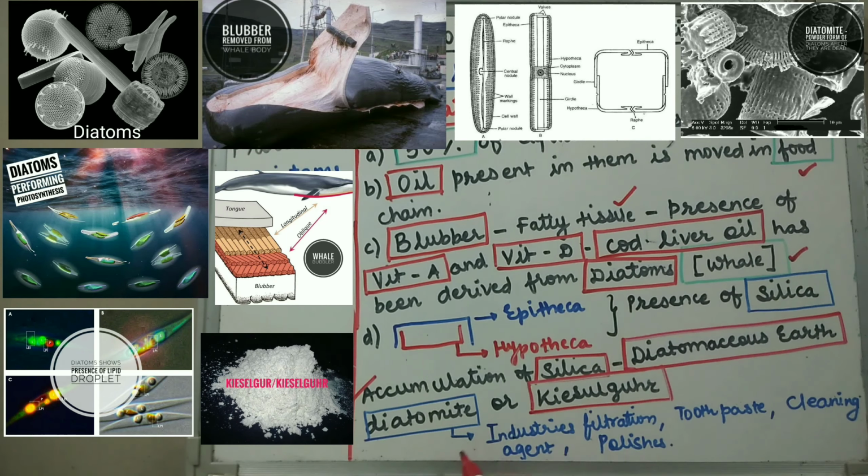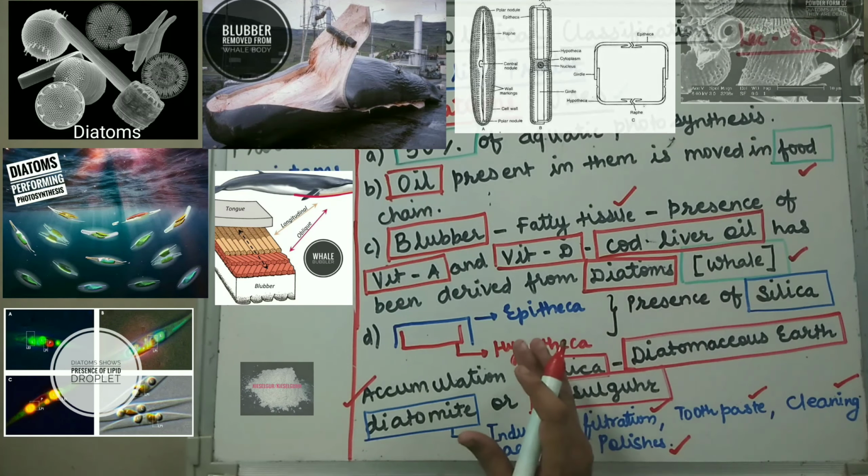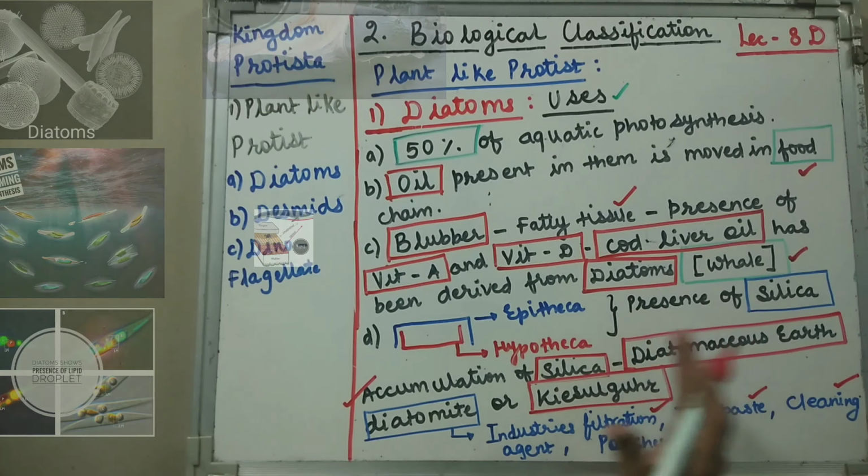Apart from this, diatomite could be used in industries for filtration, could be used in toothpaste, could be used as a cleaning agent, and also in some polishes. So these are some important uses that you can see of diatoms.